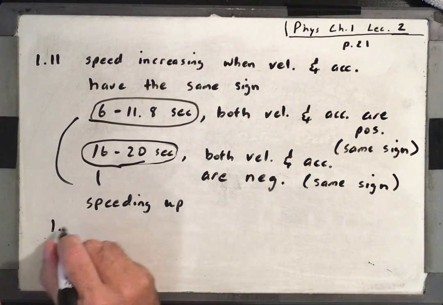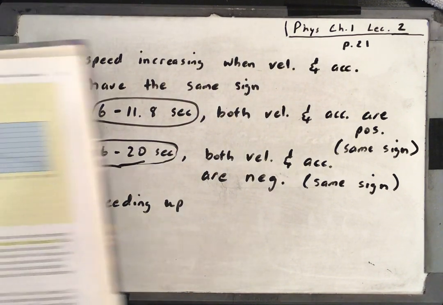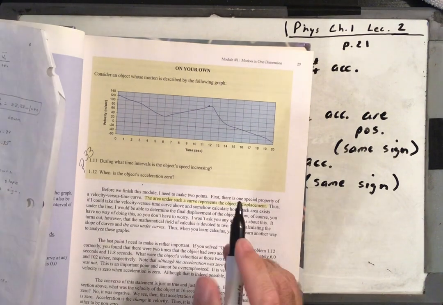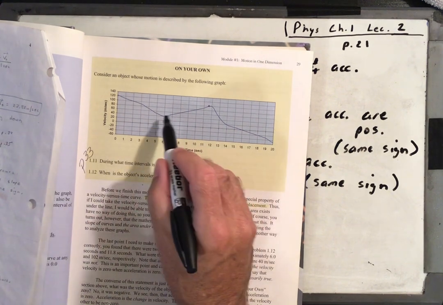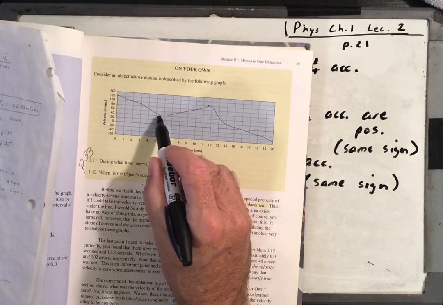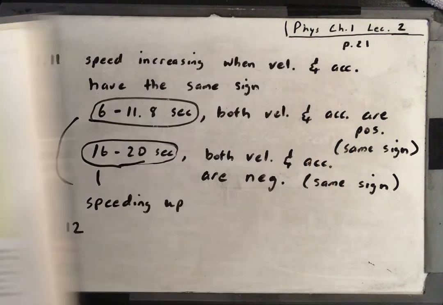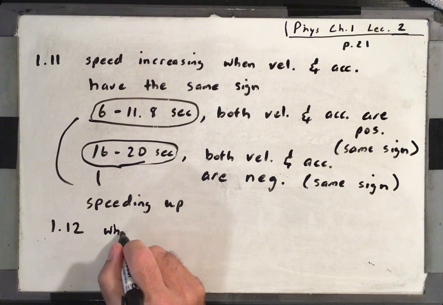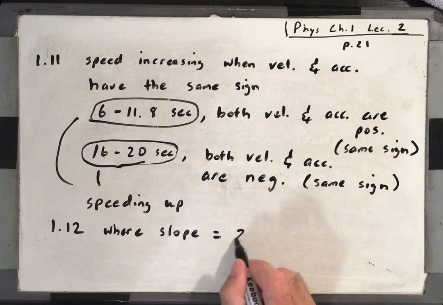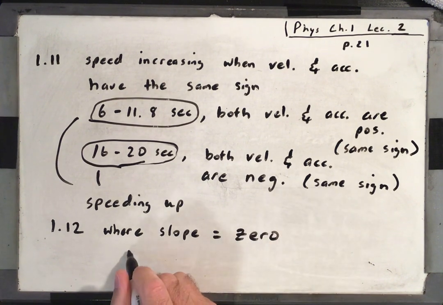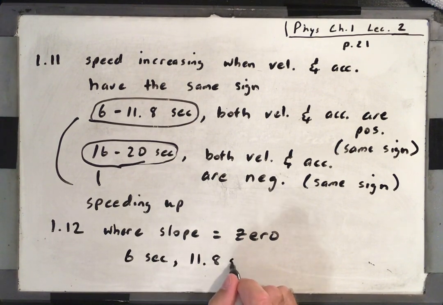All right, 1.12 says, when is the object's acceleration 0? Well, it's 0 when you have a slope of 0. And you have two places where the slope is 0. At 6 seconds, right, because it's changing direction there, and at about 11.8 seconds. So where slope is equal to 0. That'd be 6 seconds and almost 12 seconds, about 11.8 seconds.